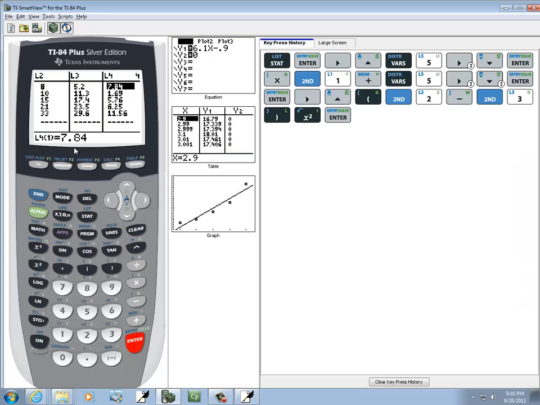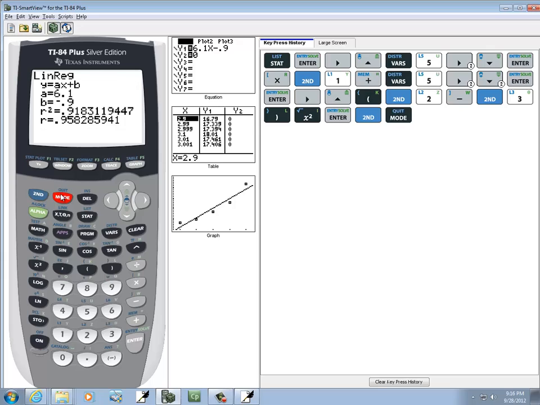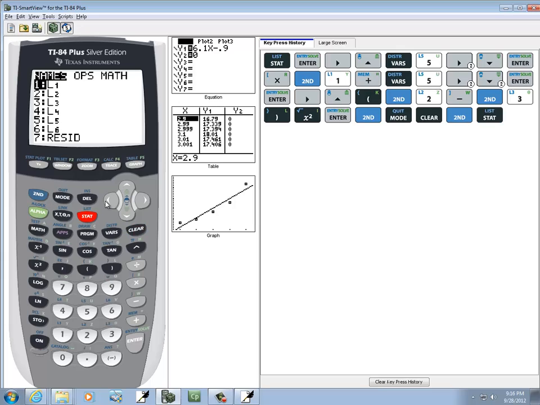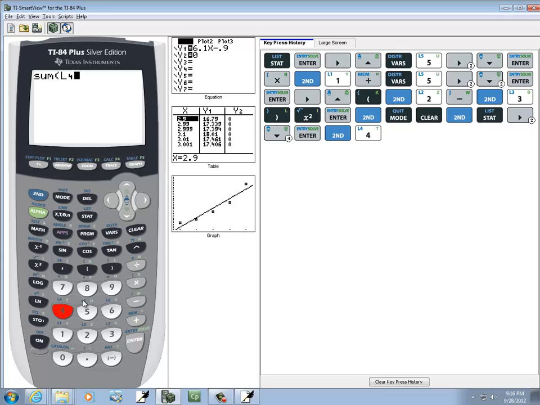Okay, now remember that's in L4, so we'll go ahead and exit out, do a second mode. And let me clear that. And if we press second stat and right arrow over to math, number 5 is a sum function. So I'm going to choose sum. And I'll put in second 4 for L4, closing parentheses if you want, and then press enter. And we get the same thing without doing any writing at all. We just do it on the calculator.